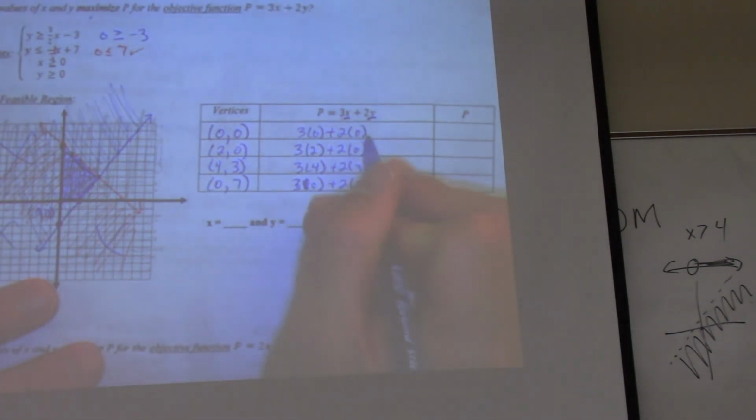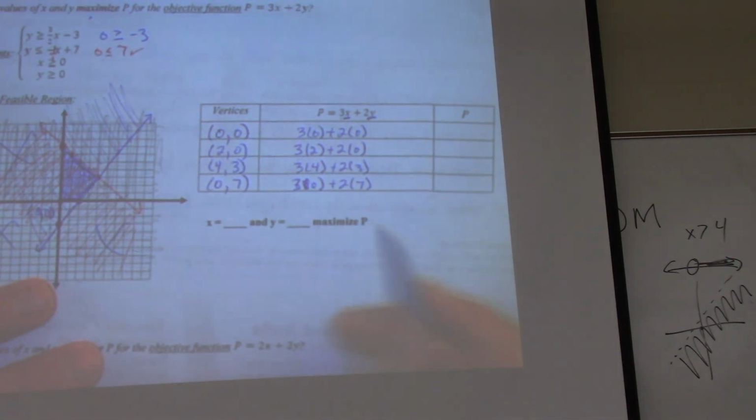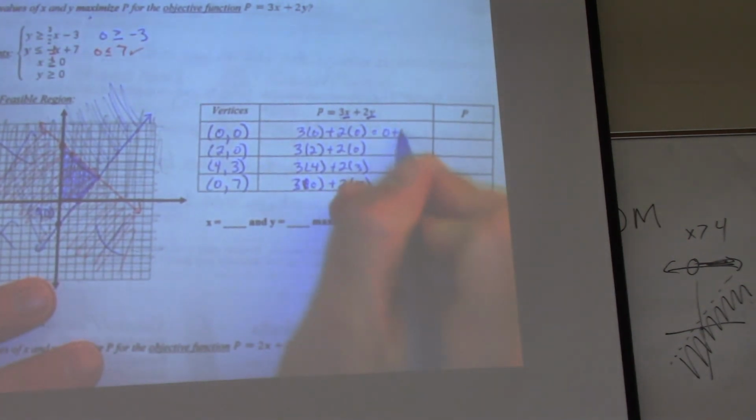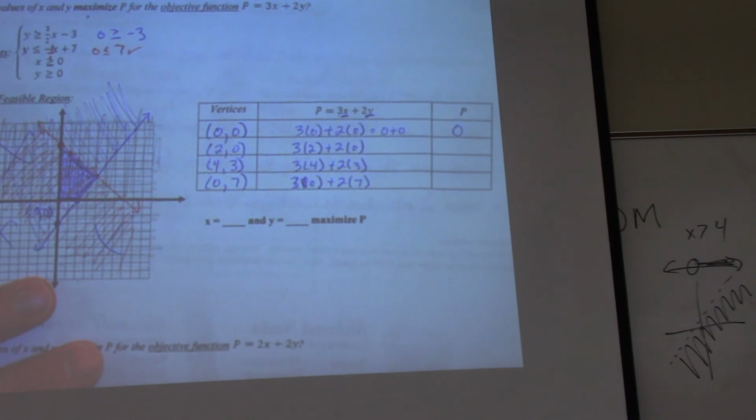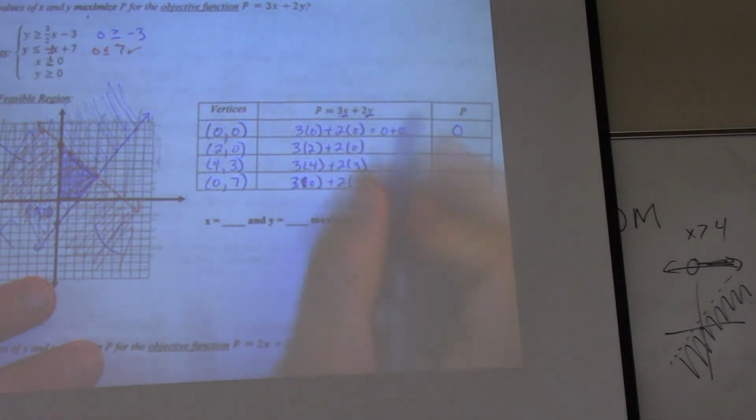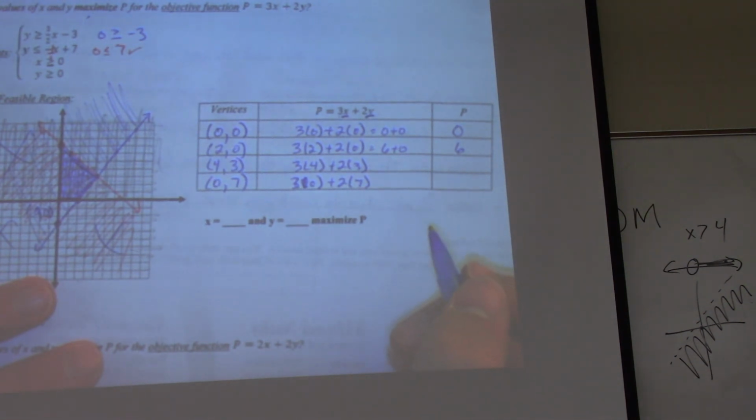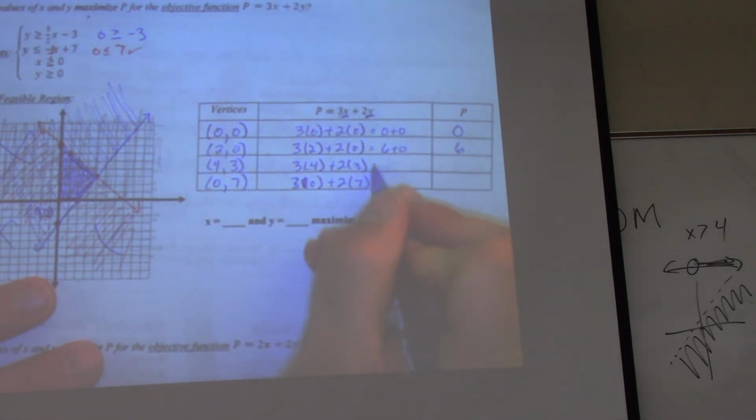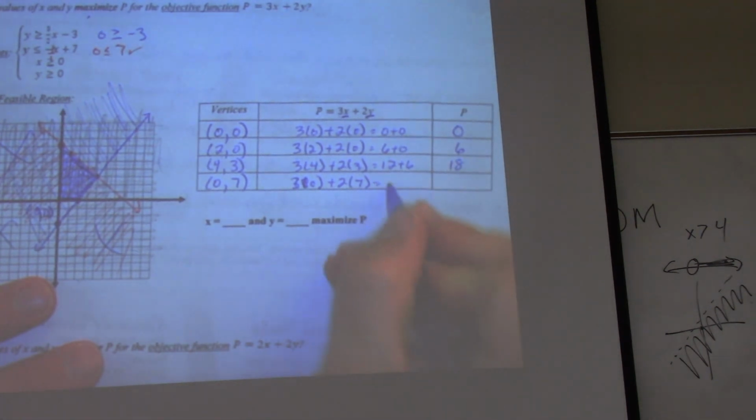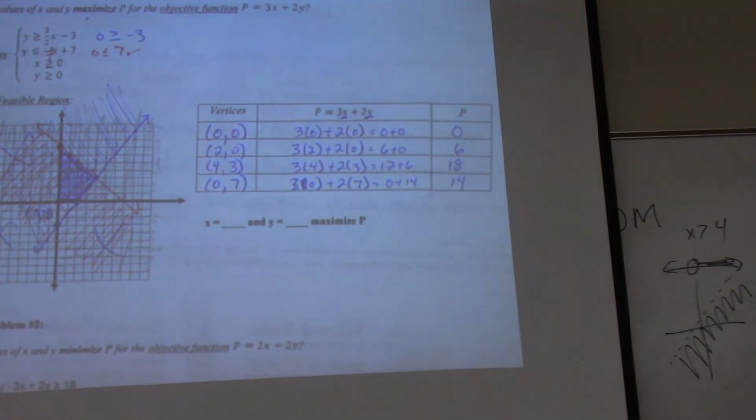You do not have to do this step if you don't want to. If your next step is just telling me it's 0 plus 0, which is 0, that's cool with me. You can do that in your head. Same thing here. If you can just tell me 6 plus 0 is 6, that's cool too. If you can tell me that this is 12 plus 6, which of course is 18, and this is 0 plus 14, which is 14, you can get a good idea of what the maximum is. What is the maximum? 18. What point gives me that maximum?